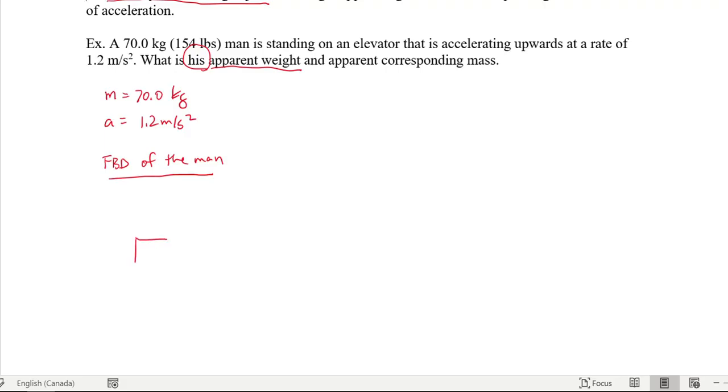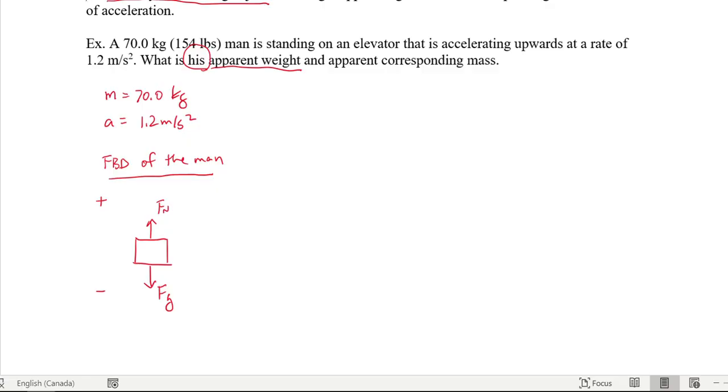So if I draw a free body diagram, what are the forces acting on the man? If you're in an elevator, what's acting on you? Well, obviously gravity, and the floor of the elevator is pushing up on you. Those are the two forces if you're standing in an elevator by yourself. Let's set up direction. The elevator's going upwards, so the man's going upwards, so we'll make up positive.